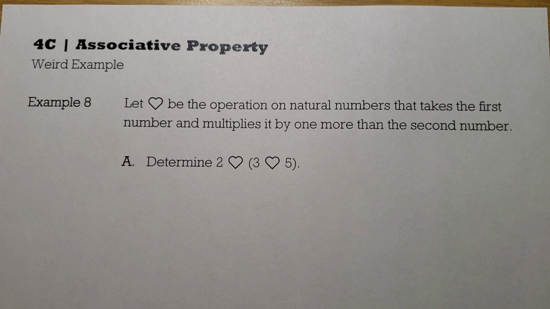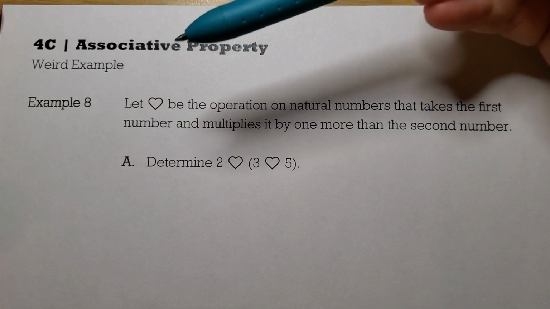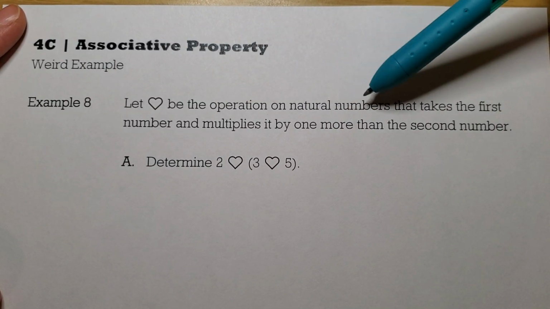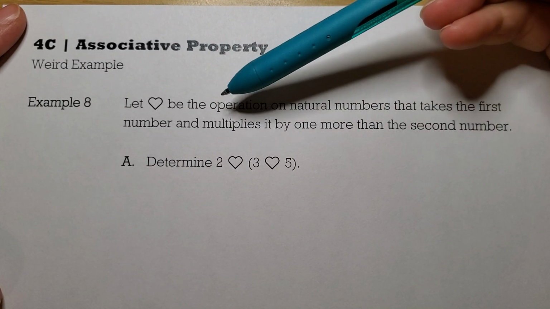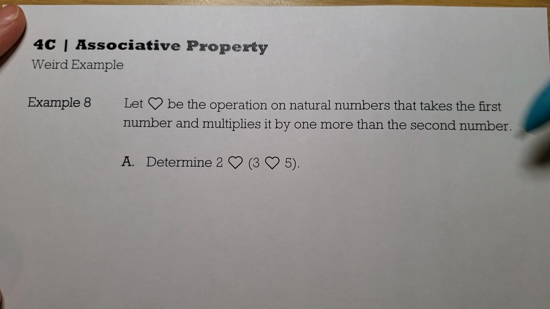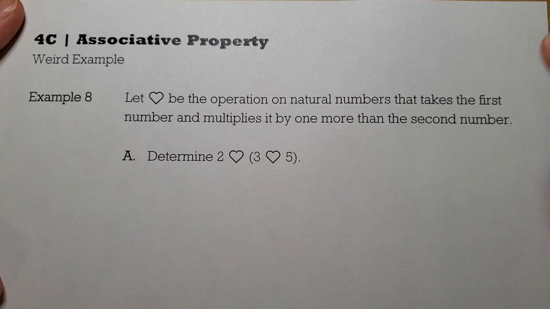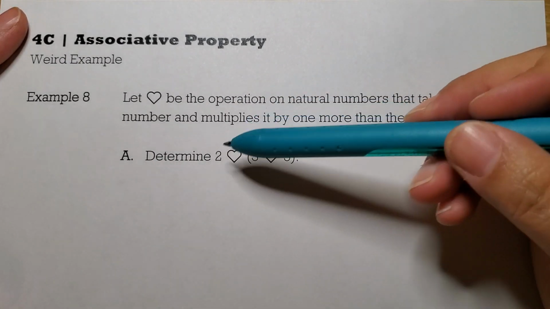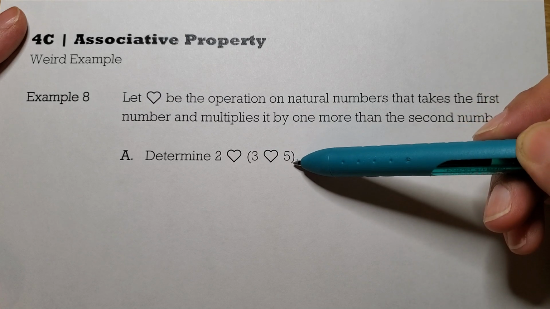So, example 8 says, let's let heart be the operation on natural numbers that takes the first number and multiplies it by one more than the second number. So let's see if this operation is impacted by changing the groups. So I have 2 heart 3 heart 5.